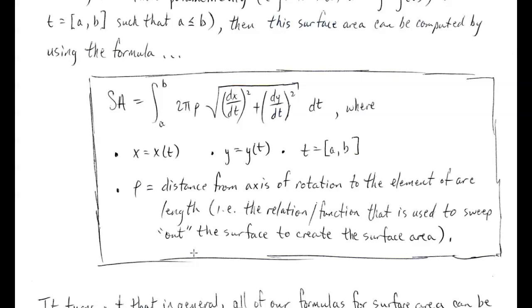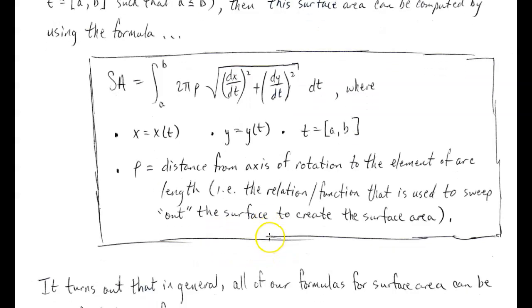What's different here is that we need to figure out what rho is, or that funny looking p that you see. And so what rho actually is, is the distance from the axis of rotation that you're taking your function and rotating it around to form the surface area in the first place. It's the distance from there to the element or the arc that we are trying to use to do the rotation.